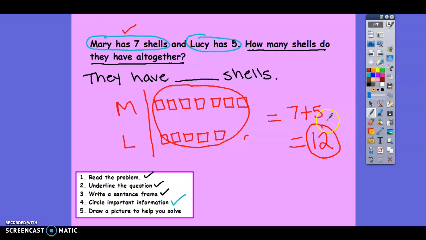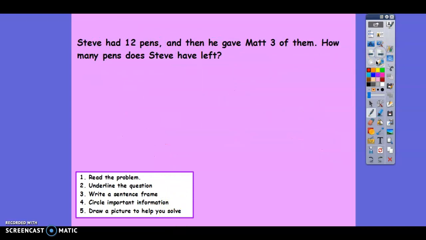But the last part that I'm going to do is take my final answer and put it back up here into my sentence frame. So they have 12 shells. So now I know I've answered my question, all my problem is solved, and I've gone through all of the steps to solving a problem. So you'll notice this was an addition problem. Let's do one more together to show you this process.